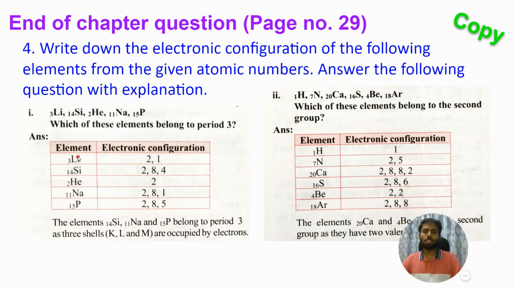So the first one, I'm not going to explain the electronic configuration. Okay, you all should be able to write electronic configuration very well by yourself by now. If you're not able to write electronic configuration, please go back a few learning sessions where I had taught you how to write the electronic configuration.